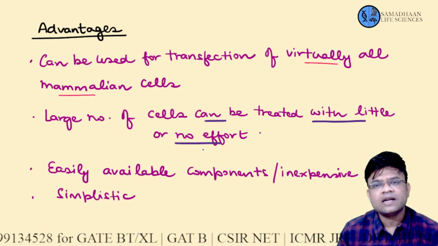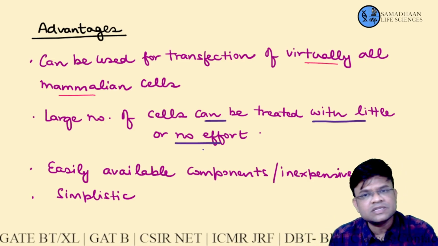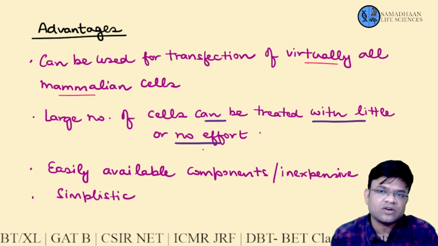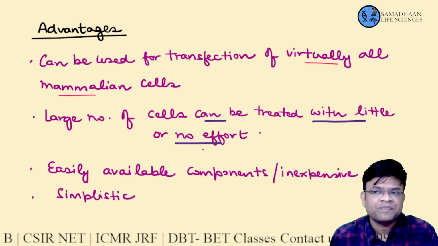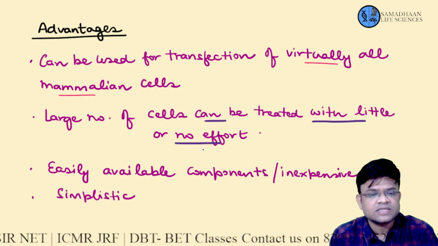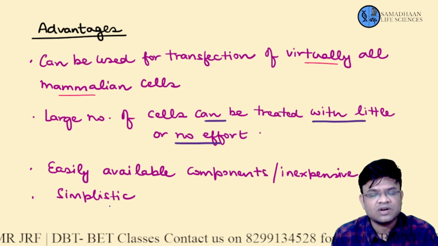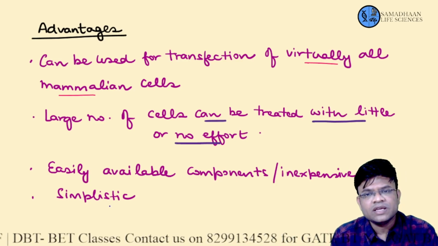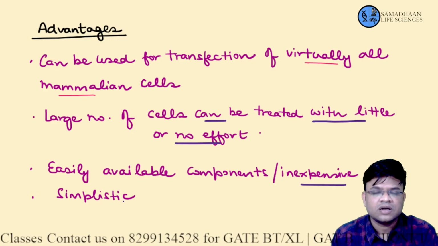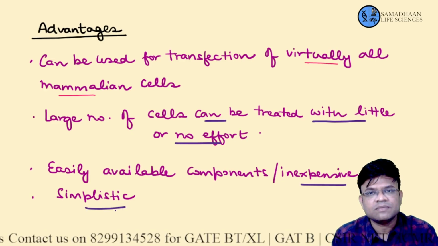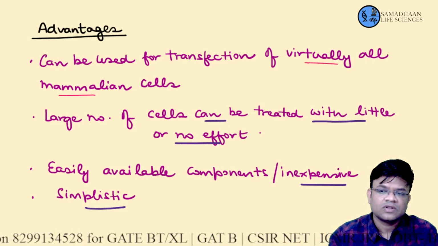Now you see that you can work on multiple cells at a single time, and you can transfect all of them with little effort, because calcium phosphate treatment is not a very multi-step process, it is a simple process. Additionally, the components that we are using over here, calcium chloride, phosphate, calcium phosphate, are very inexpensive, and they are generally used by all the labs. So the technique is extremely simple and inexpensive. This is again an advantageous feature of the method.